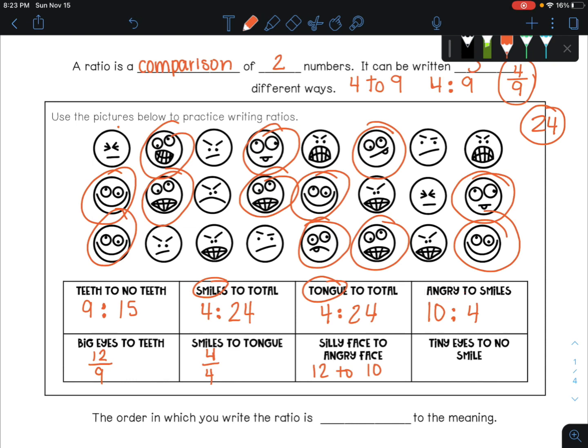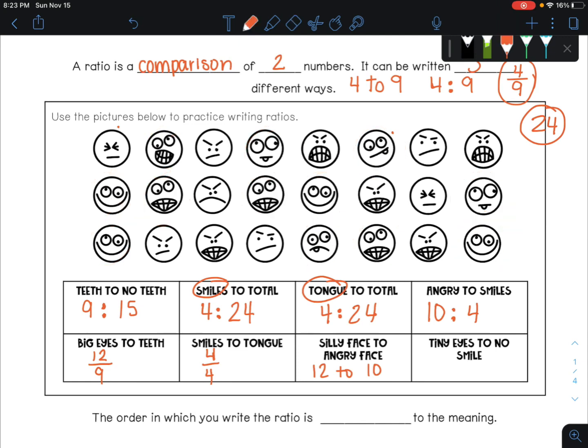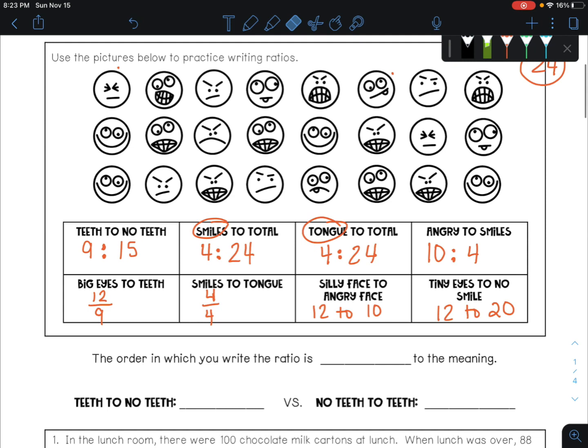Okay, and tiny eyes to no smile. All right, let's use a trick here. If the total is 24 and we counted the ones with big eyes and got 12, that would mean 24 minus 12 is 12. Tiny eyes to no smile. Let's try another trick there. If the number of smiles is 4 and there's 24 total, then we have 20 left over that are not smiling. All right. The order in which you write the ratio is important to the meaning. If you switch the order around, that completely changes the meaning. So for example, teeth to no teeth, that's 9 to 15.